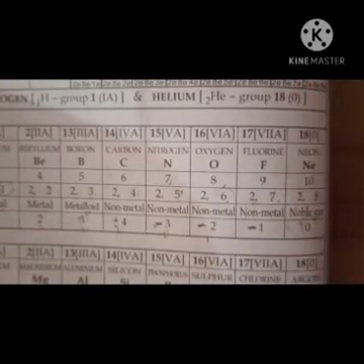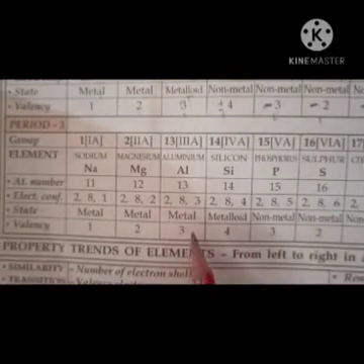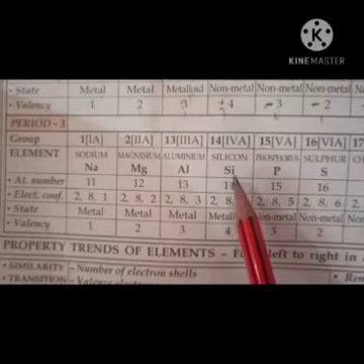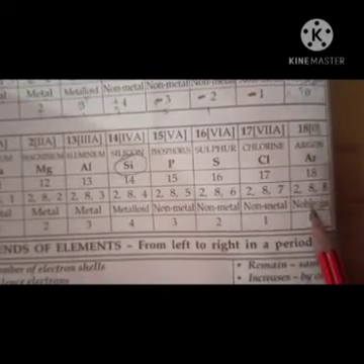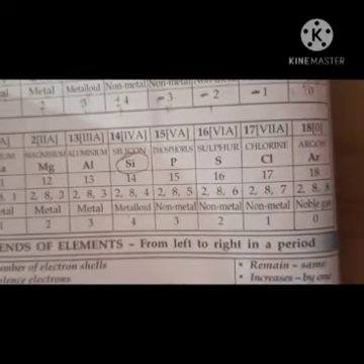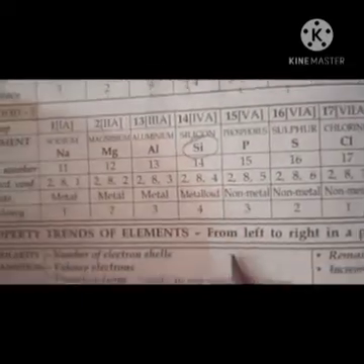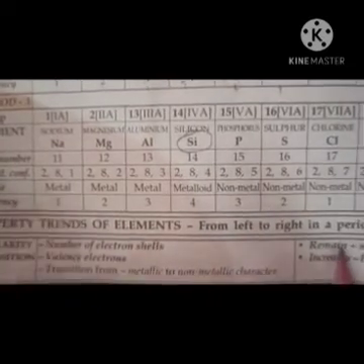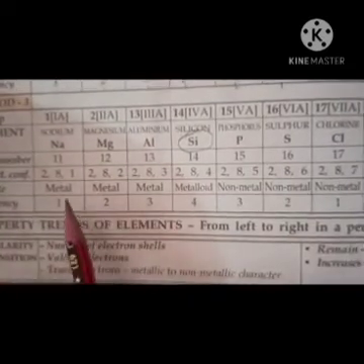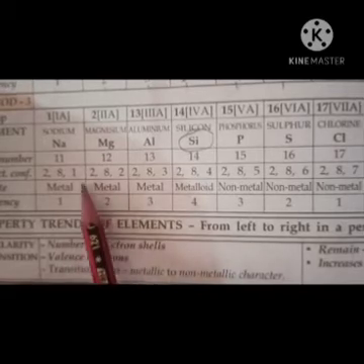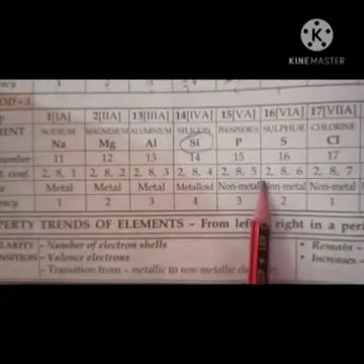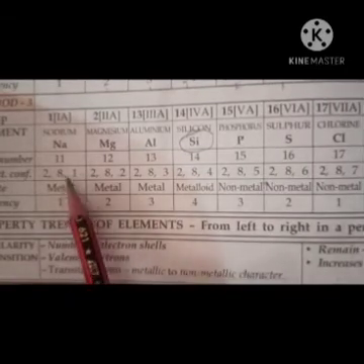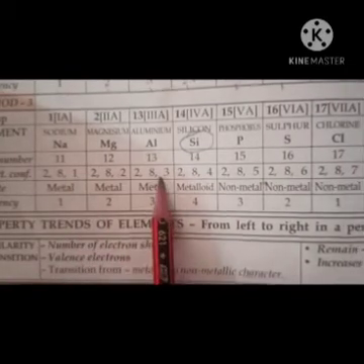Right? Same way in period 3. Name the metalloid of period 3. That is silicon. The noble gas of period 3 is argon. So what is the property trend of elements from left to right in a period? The number of electron shells remains the same, 3, 3, 3, but the valence electrons increase by 1.